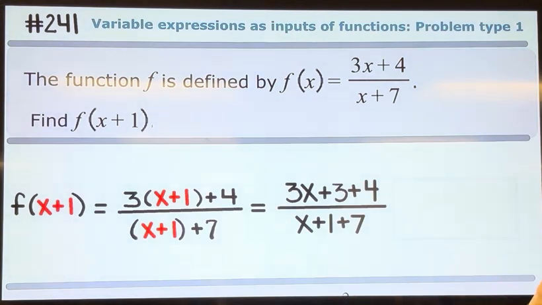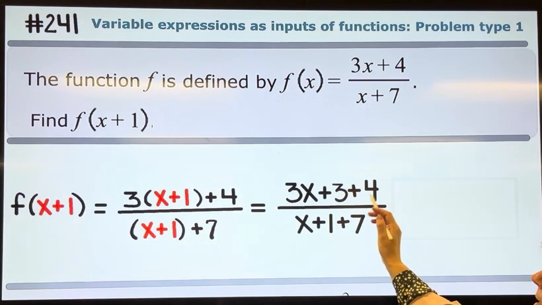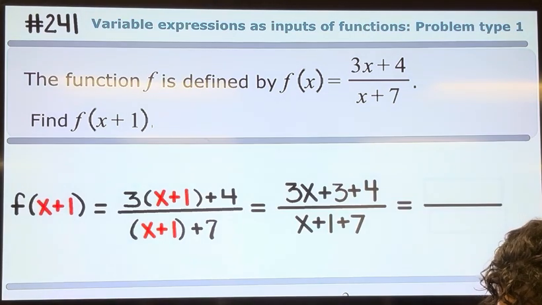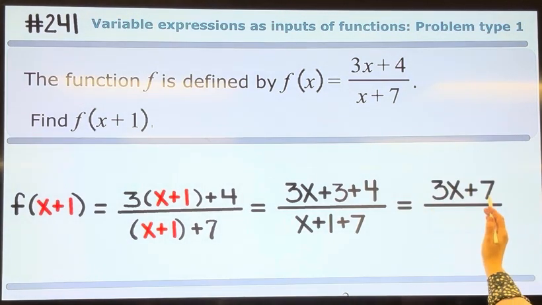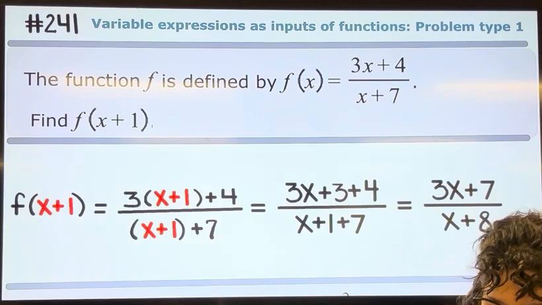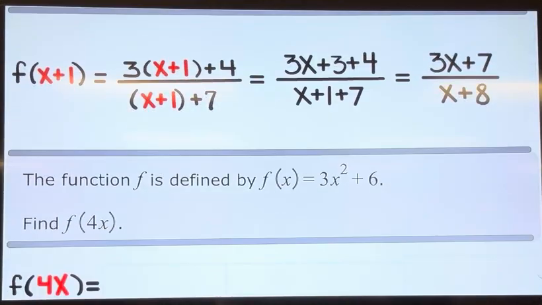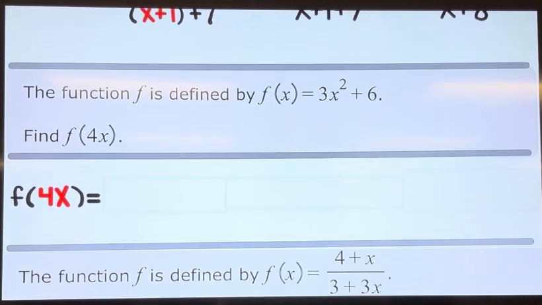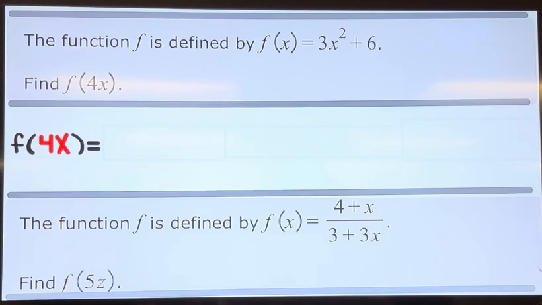Finishing simplifying, 3 plus 4 makes 7, so we're going to have 3x plus 7. And 1 plus 7 is 8, so we get x plus 8, and we have our final answer. Okay, so let's do just one more like that. This time, well actually, we have 2 more examples.